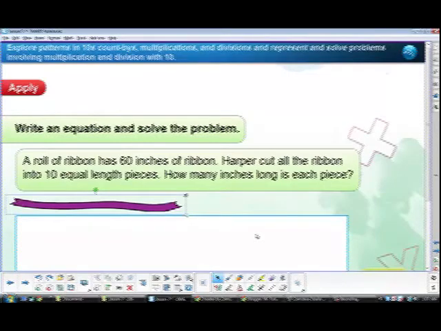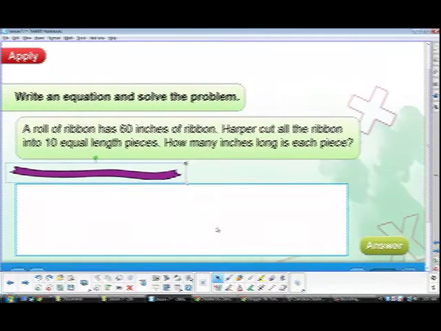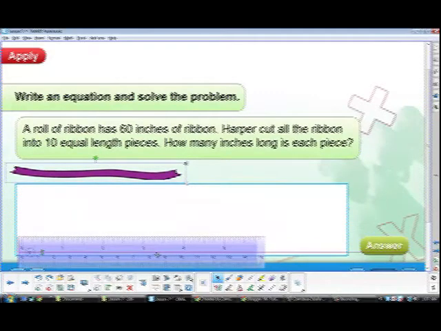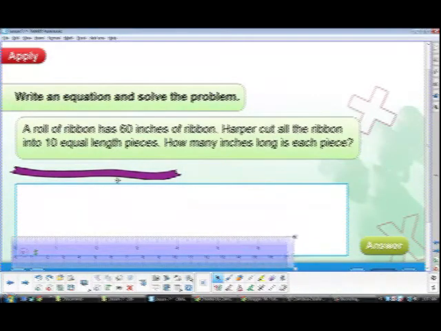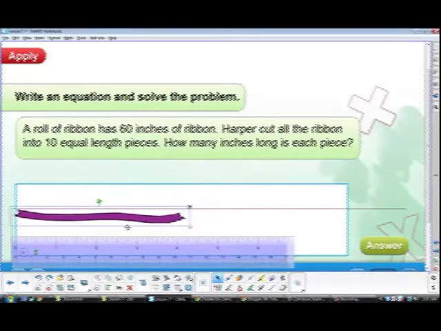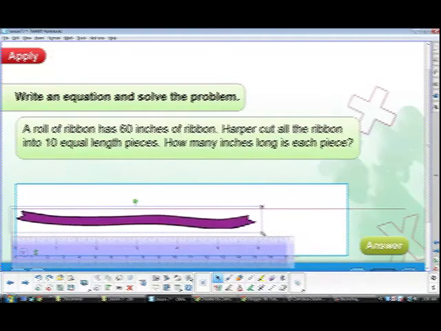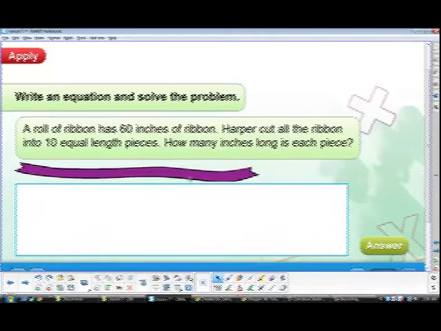We're going to apply. Write an equation and solve the problem. A roll of ribbon has 60 inches of ribbon. Harper cut all the ribbon into 10 equal pieces. I'm going to help you on this, and we're going to pretend that this ruler is 60 inches long. See that 6? We're going to make the ribbon exactly 60 inches long. You have to write an equation that shows how many inches long is each piece. So to understand, you understand that there are 60 inches of ribbon.